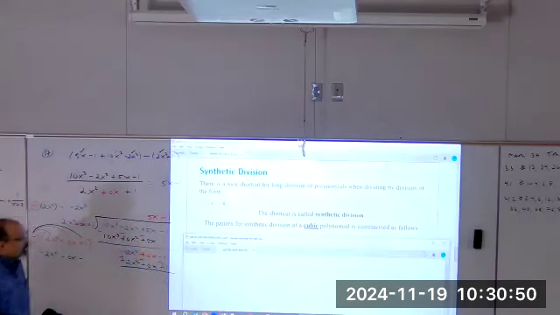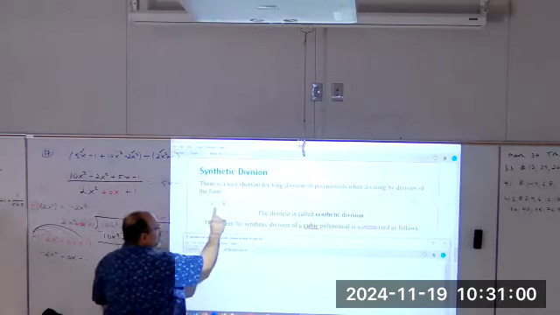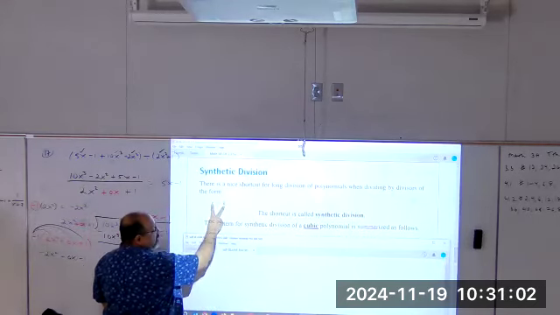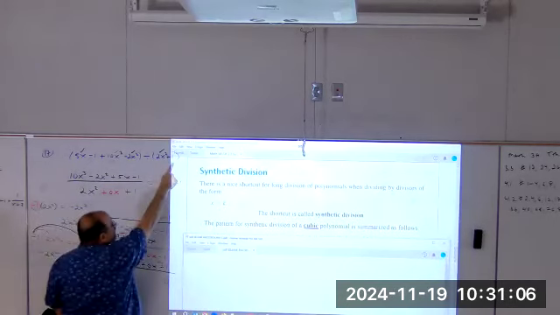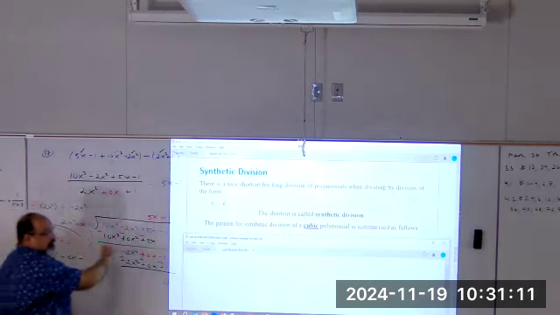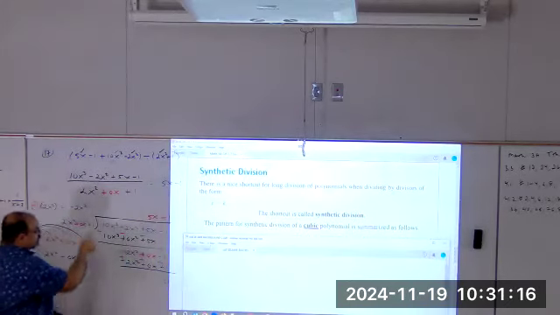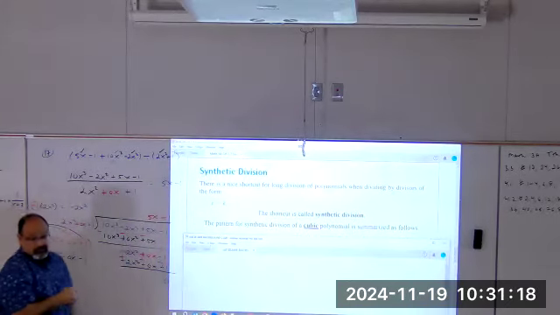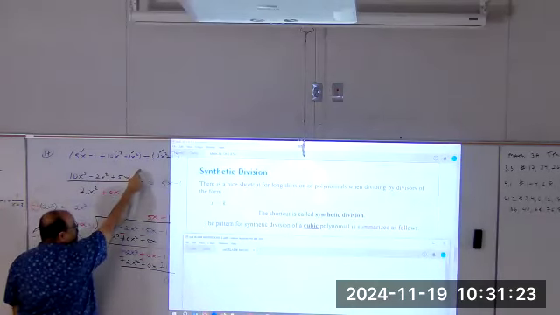There's a nice shortcut for long division of polynomials when dividing by a divisor of this form. It only works if you're dividing by something that looks like this. It has to be a binomial, 2 terms. So I could not use it on this because that has a placeholder. It would have been a trinomial, 3 terms. It has to be an x to the first. I couldn't use it on this because this is an x squared. I cannot use synthetic division to do this question.